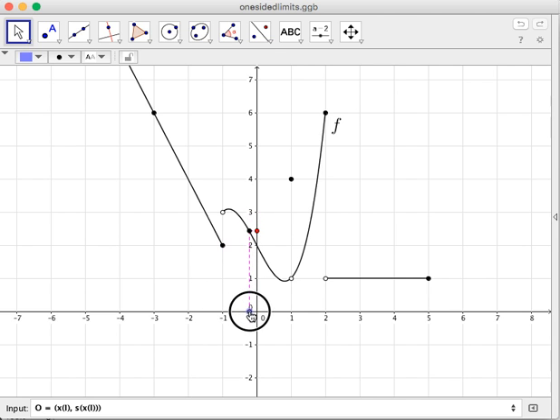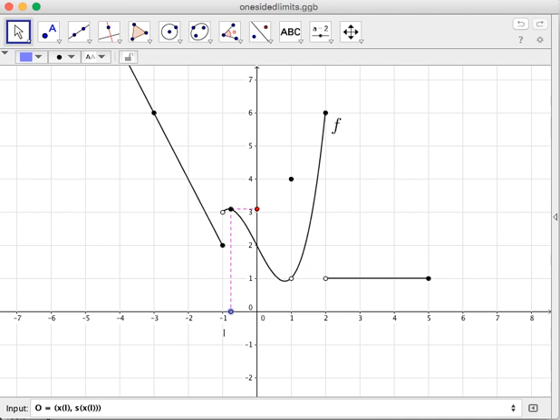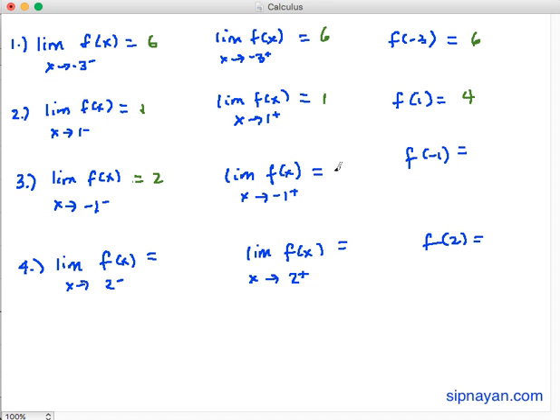Pero pag from the right, 2 pa rin ba? From the left is 2, di ba? From the right, 2 ba siya? No, no? Nandito siya palapit sa point na to. So, saan siya? 3. O, this time, silang dalawa naman ang hindi pareho, no?